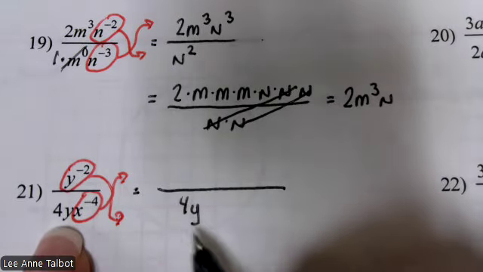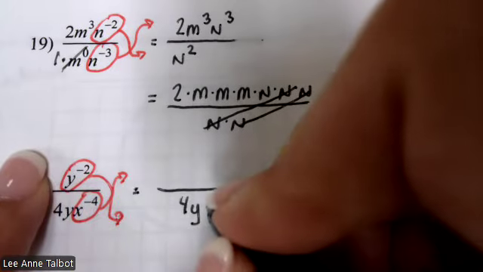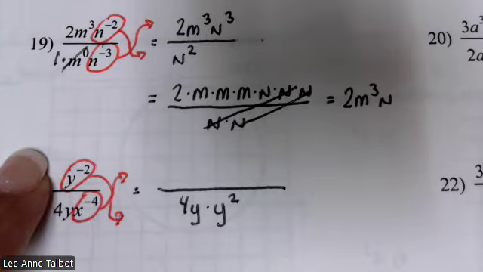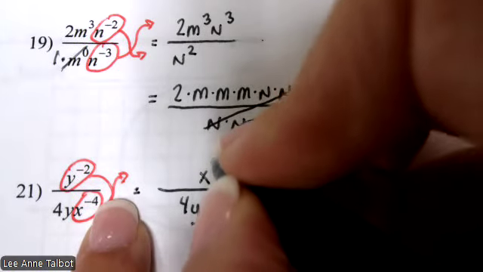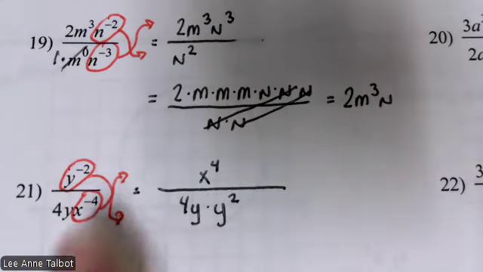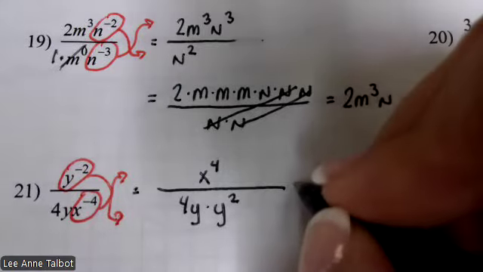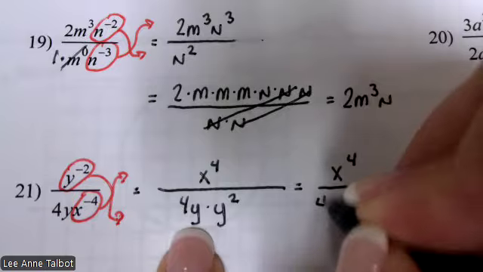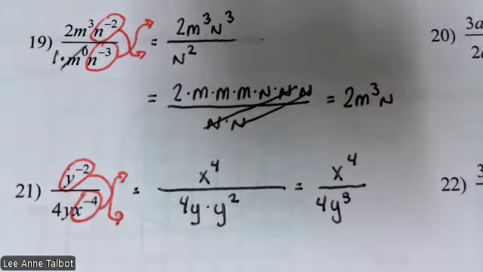Okay, so 4y staying down here. Y to the negative 2 is going to come down to the bottom and become y to the positive 2. X to the negative 4 is going to go to the top and become x to the positive 4. I don't really need to write this one out, huh? So x to the 4th on top, and then 4, and then there's 3 y's on the bottom.